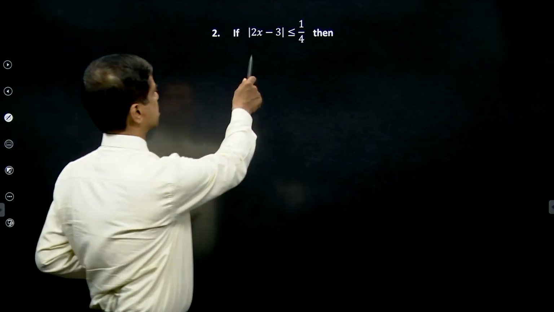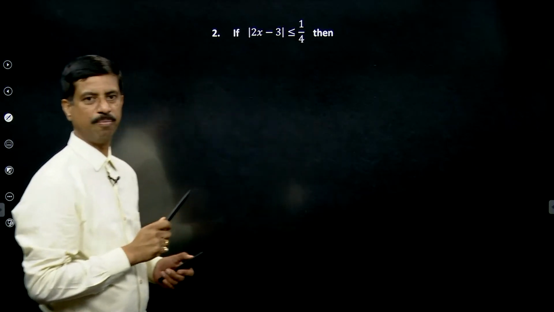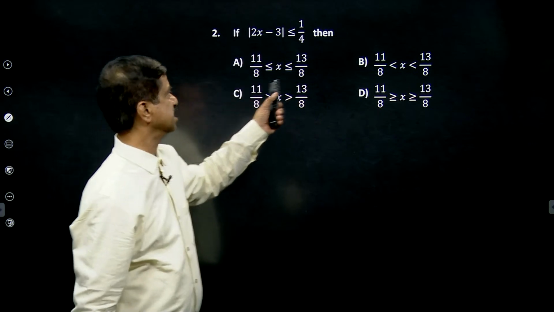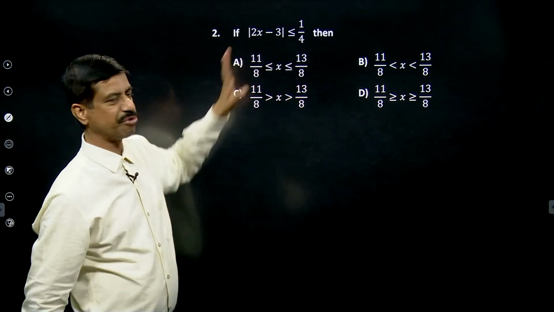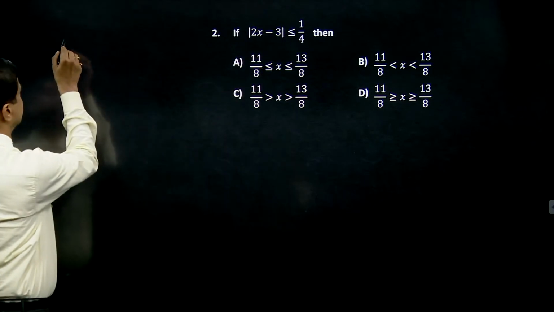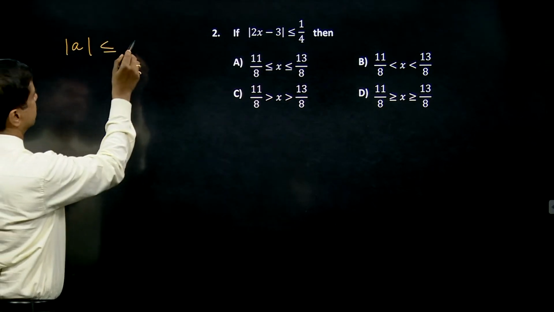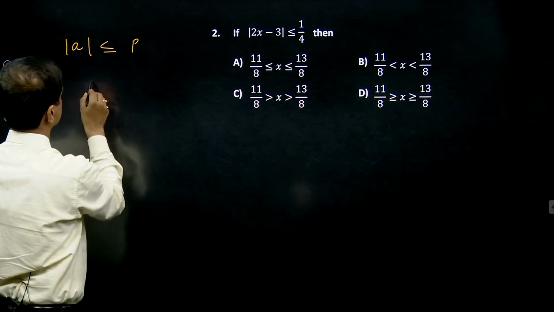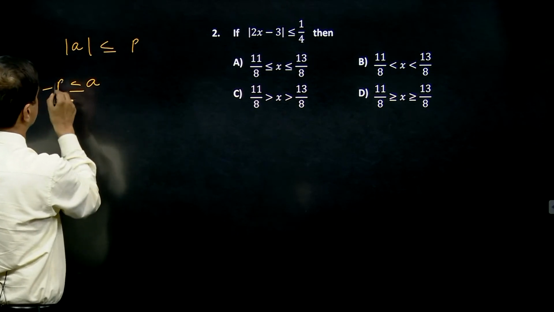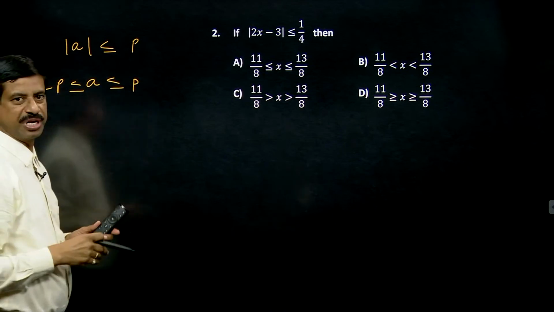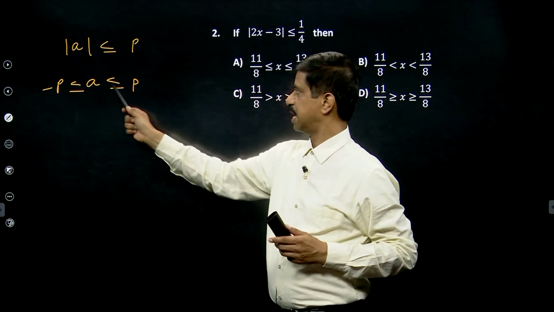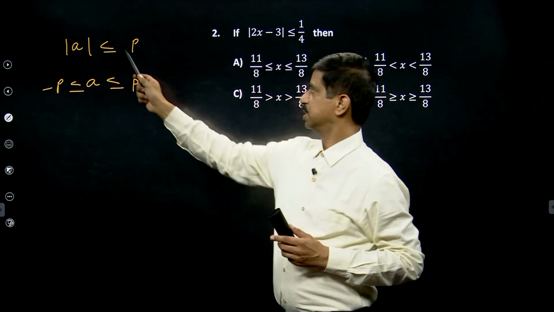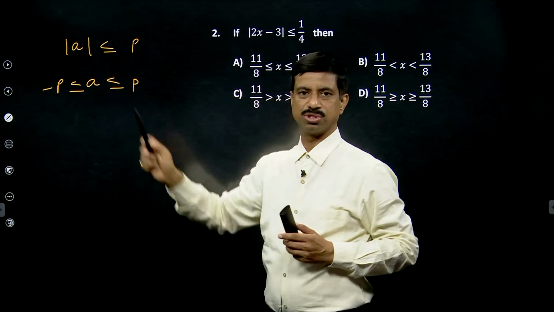Right children, so let us move to the next question. Mod of 2x minus 3 is less than or equal to 1 by 4, then he is talking about the ranges of x. See, whenever we remove absolute form, mod A is less than or equal to some p, let us say. So, A is greater than or equal to minus p, less than or equal to p, this is what we need to write. If there is only less than symbol, here also we will have only less than symbol. If it is equal to symbol also, then equal to symbol also will come.